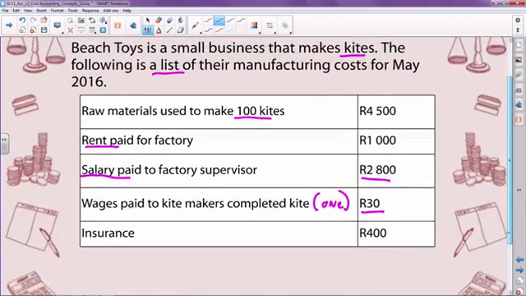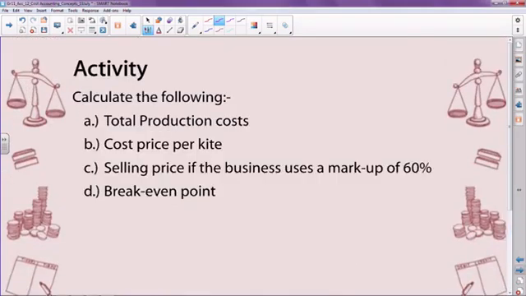Right, so looking at this information, we're now going to do the following cost calculations. So the first calculation, what is your total production cost? Then we've got what is the cost price per kite. The next, the selling price. Okay, let's just include selling price per kite, if the business uses a markup of 60%, and then the last calculation, break-even point.